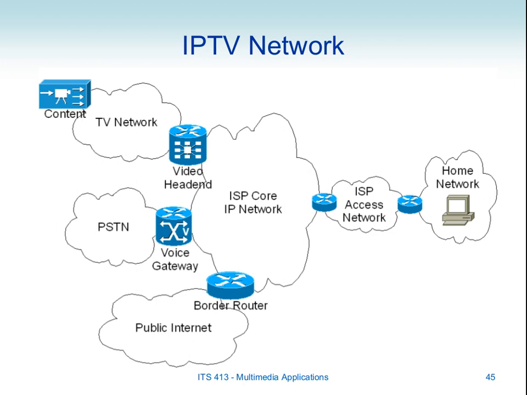Now, we want to deliver content to our six users. Of course, we could expand this. Let's say it covers all of Bangkok. So we have different access networks for different regions in the city, and these are routers across the entire city.